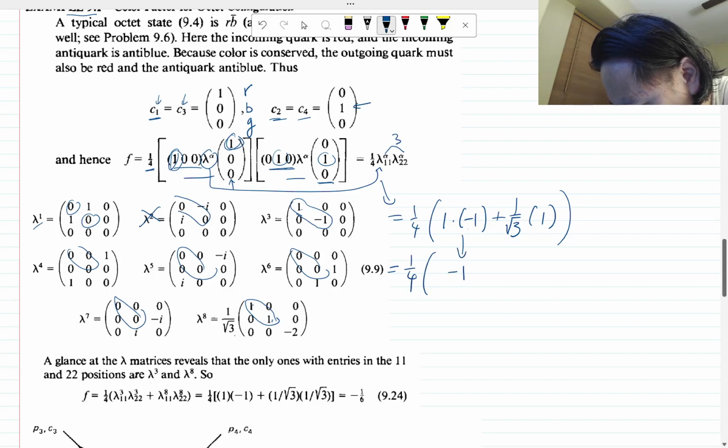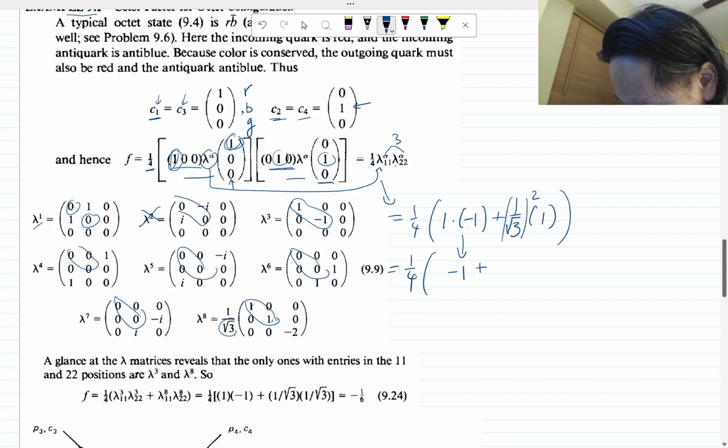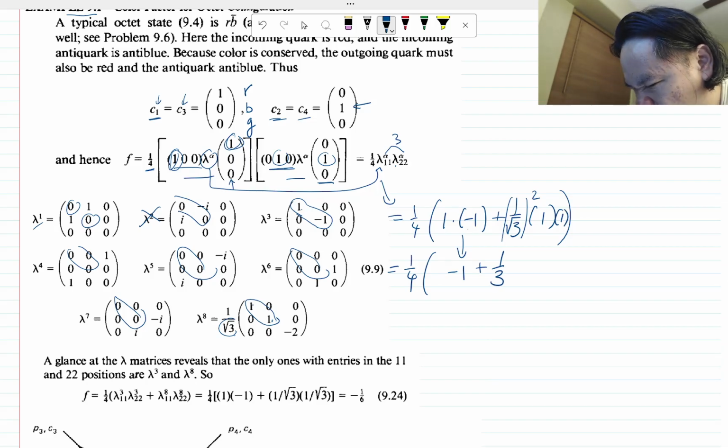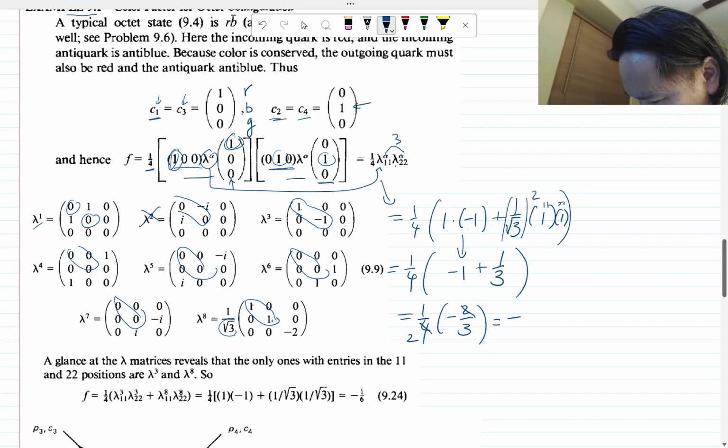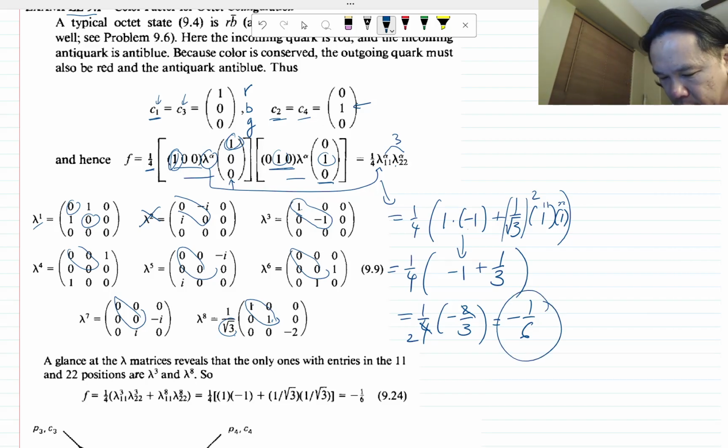This will turn into -1. This will turn into, ooh, forgot about that. Since we have 2 copies of this, this is actually this squared. This turns into 1/3. This is the 1/1, this is the 2/2 that we multiply by. So 1 minus 1/3, minus 1 plus 1/3, that's actually -2/3. These cancel out with each other. And so this color factor actually gives you a factor of -1/6.